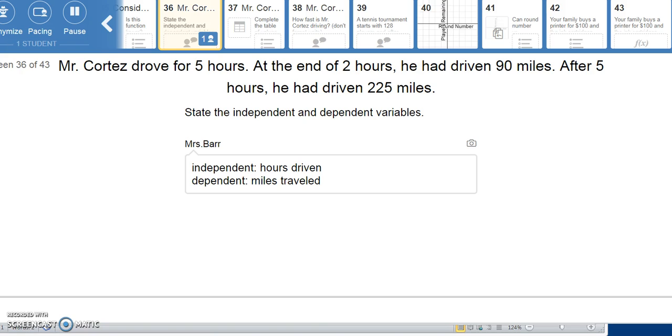Okay, let's go over our last slides. So independent and dependent variable, please join me on slide 36. Boys and girls, please join me on slide 36. Thank you. Independent variable is the hours driven and dependent is miles traveled. Please make sure you have units here. You don't just have time driven, you don't have distance traveled.